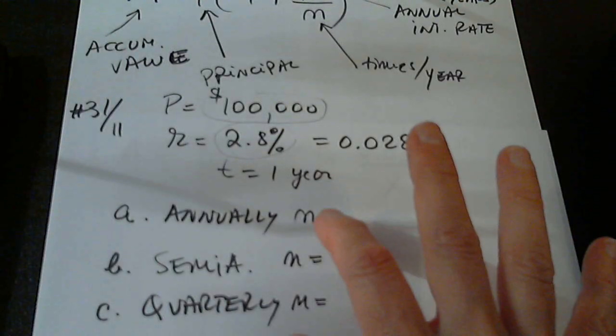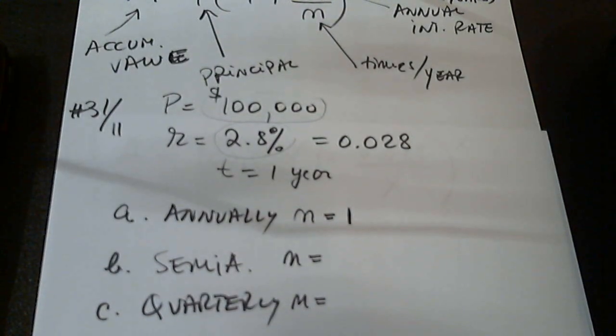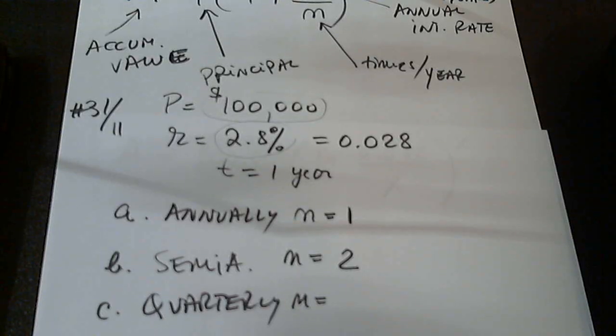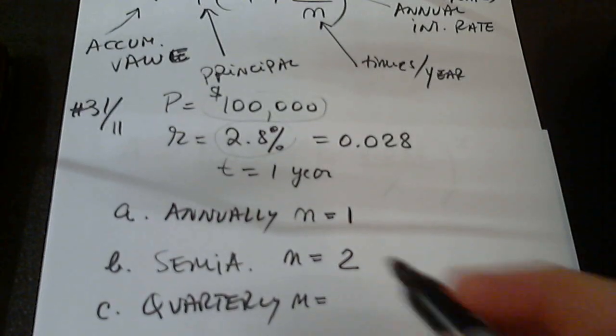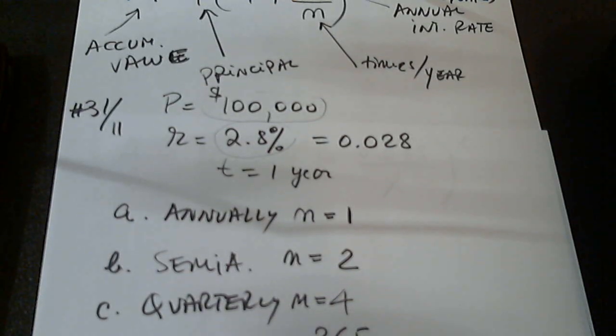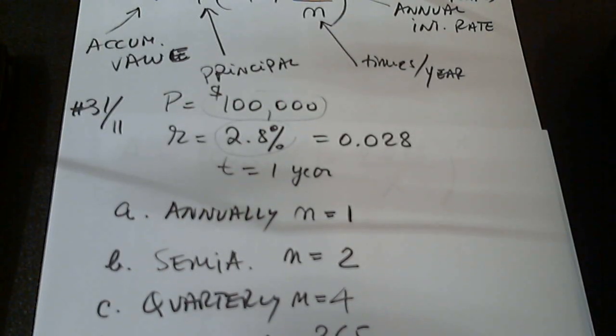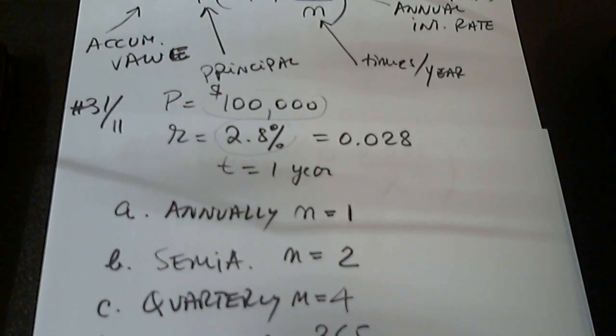Okay, let's say this is one time. Exactly. Semi-annually. Twice. Good. Quarterly. 4. Exactly. Daily, we consider 365. And hourly, we multiply by 24 hours: 365 days multiplied by 24 hours in a day.